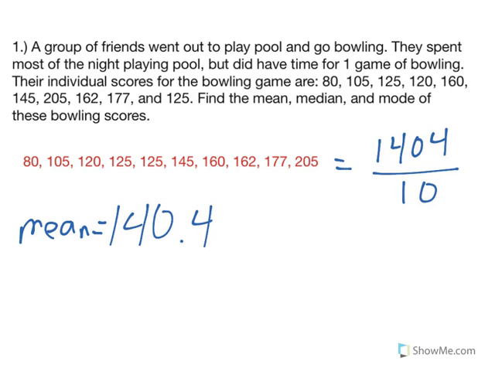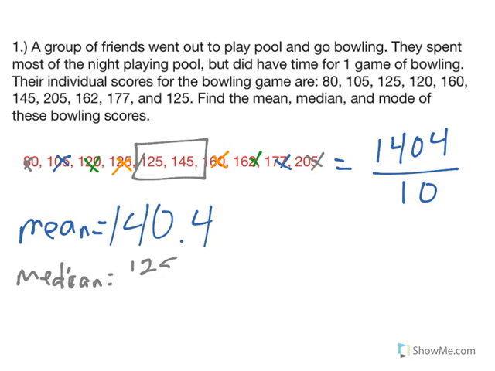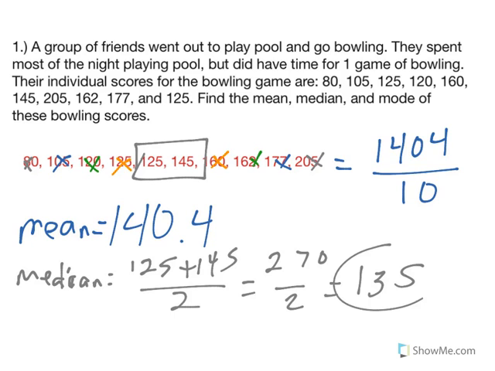So the median is the number in the middle. One way that I do it, and I'm going to use a bunch of different colors so you can see this, is I chop off one from the top and the bottom. Then I chop off another one from the top and the bottom. Then I chop off another one from the top and the bottom, because you're working your way to the middle. Now, at this point, I have two numbers in the middle. So to find the median, I have to add those together. I'll take 125 plus 145 and divide by 2. That's 270 divided by 2, and my median is 135.